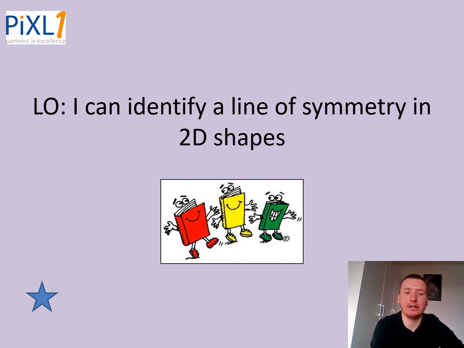Okay, so my turn. Learning objective. I can identify a line of symmetry in 2D shapes. So learning objective, I can identify a line of symmetry in 2D shapes. Well done if you read that out nice and clearly and pronounced the word symmetry correctly. That's the key word that we're looking at today. Hopefully you've come across it in year 2, but we're going to cover it in more detail today. So let's have a look.